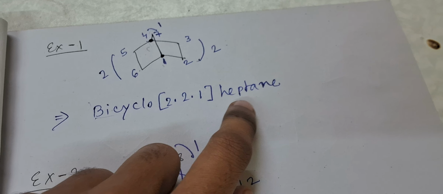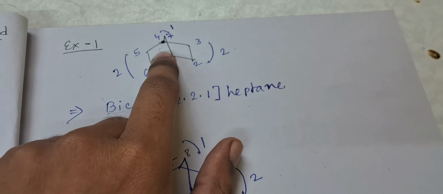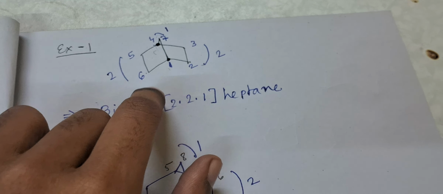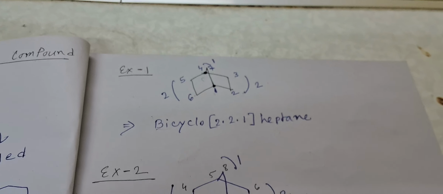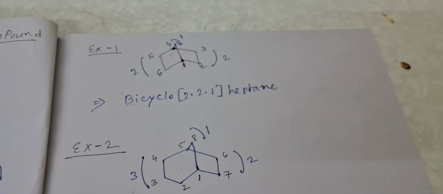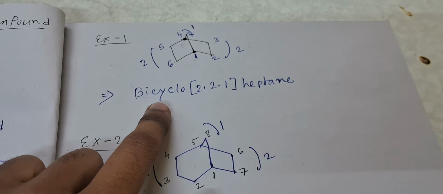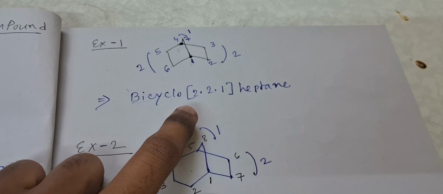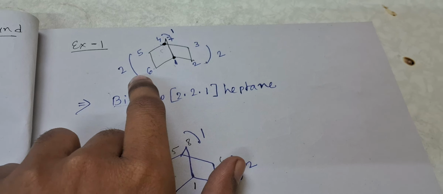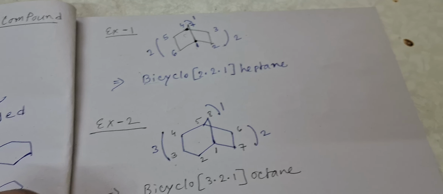Close the square bracket and count the total number of carbon atoms. 7 carbon atoms are present in this compound, hence heptane, and all are sp3 hybridized. Okay, saturated ring, no double bond, no triple bond present in this case. So here you can write heptane. So this is bicyclo, square bracket, 2 2 1, close the square bracket and count the total atoms. 7 carbon atoms, hence heptane. So in this way you can do the numbering.